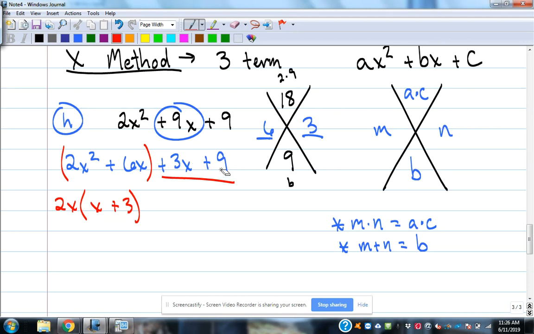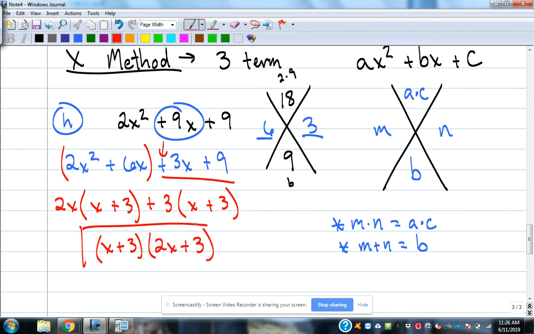GCF of the second half would be what? 3, and it's a plus right there, so I'm going to pull a plus right there, positive 3. That'd be x, positive 3 times what gives me 9, positive 3. Notice that the parentheses match. That means I did it right. I'm going to get x plus 3 for the matching piece, and then the stuff in front is 2x plus 3. And now we have factored a trinomial using the x method, which secretly uses grouping.